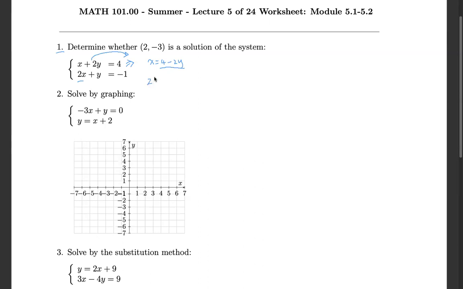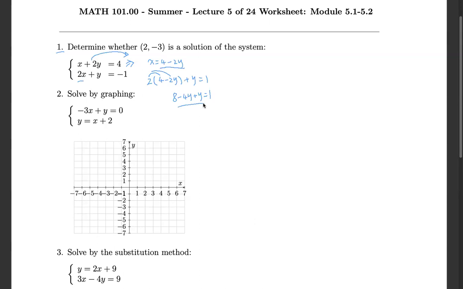So in the second we have 2 times x. Now x we write as 4 minus 2y, plus y equals to 1. Now you see this equation will only have one variable and no more x. So x is being substituted into 4 minus 2y. Now we distribute this 2. So 2 times 4, we get 8. 2 times negative 2y, get a negative 4y plus y equals to 1.